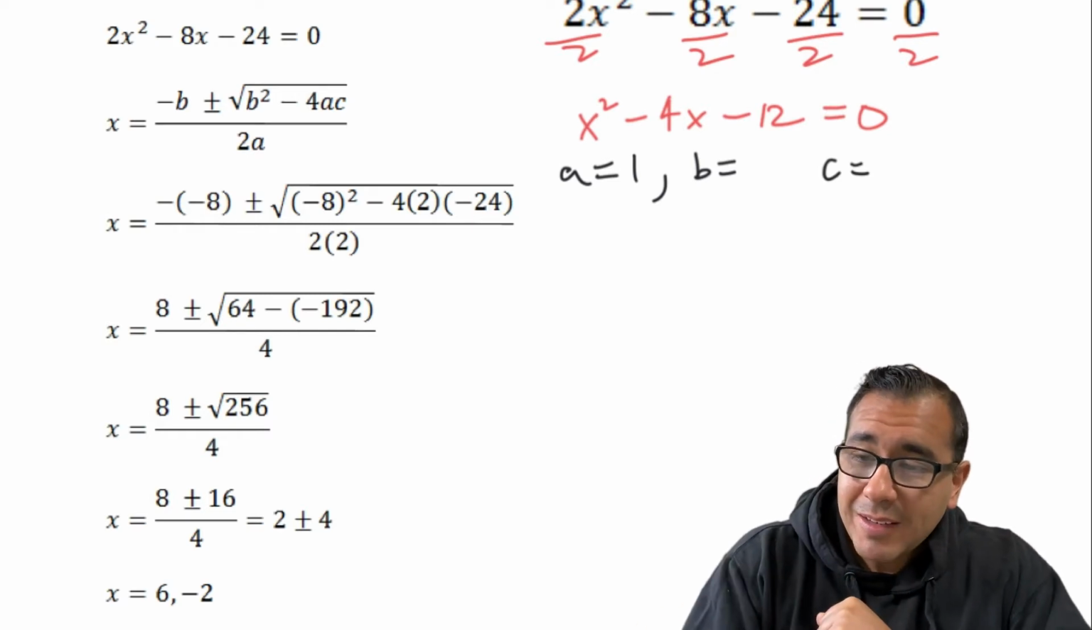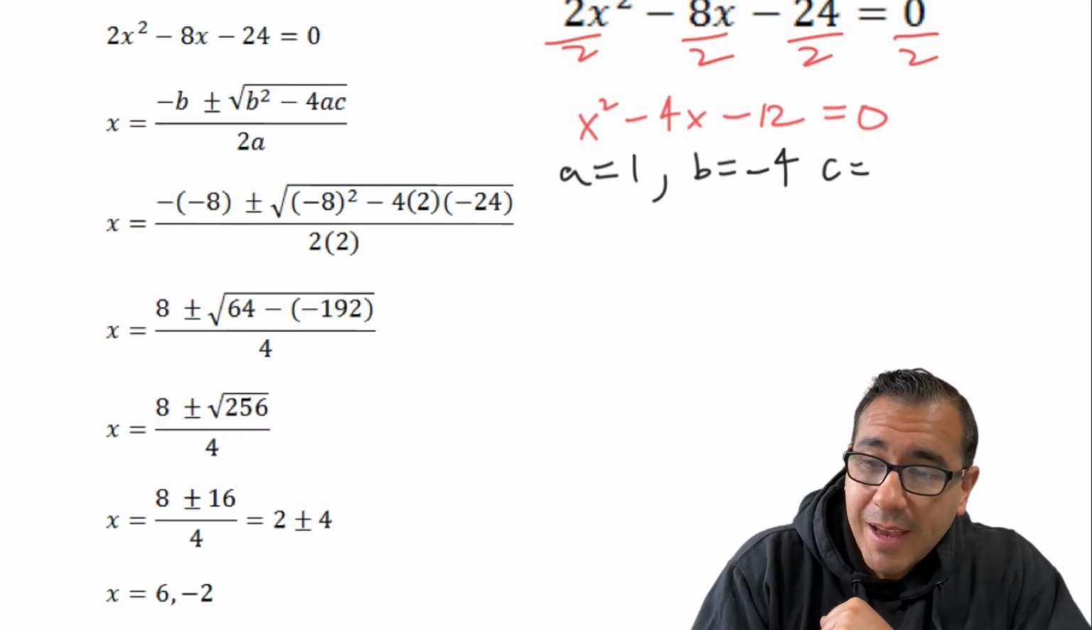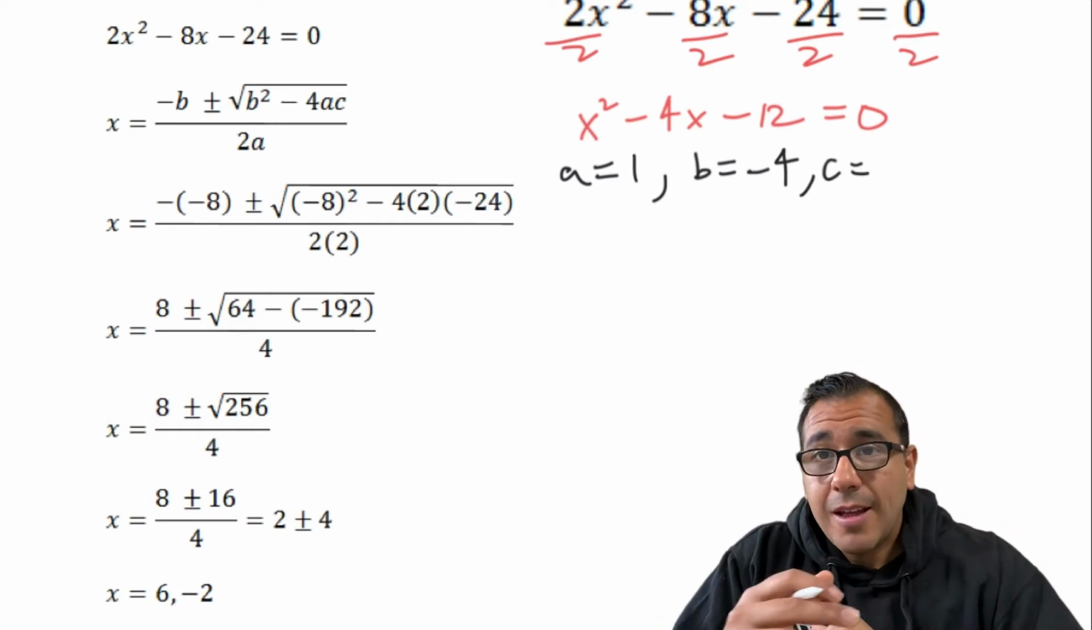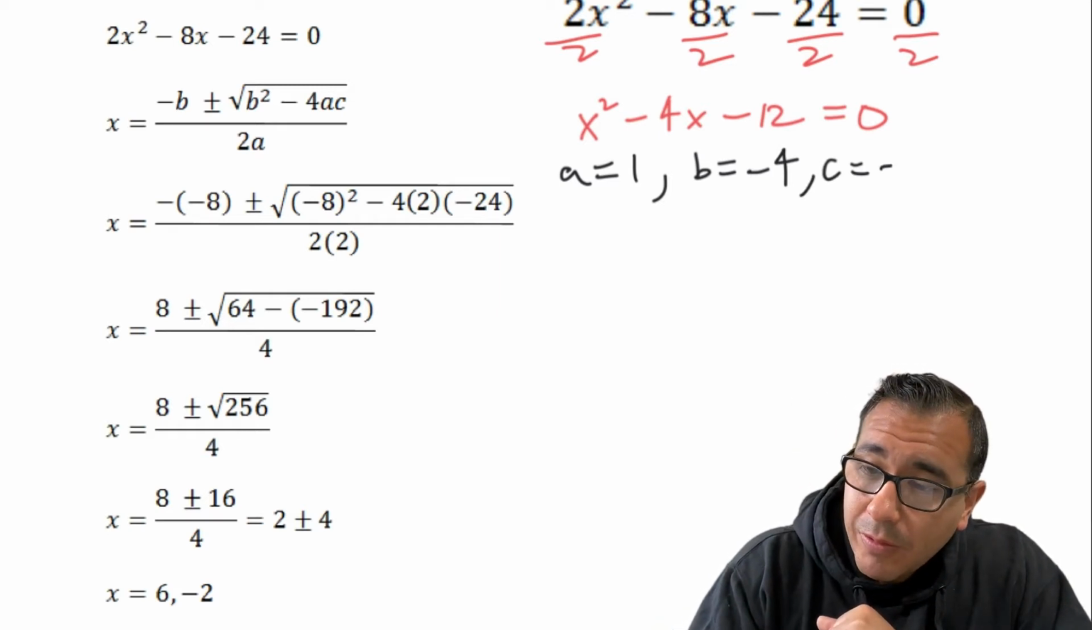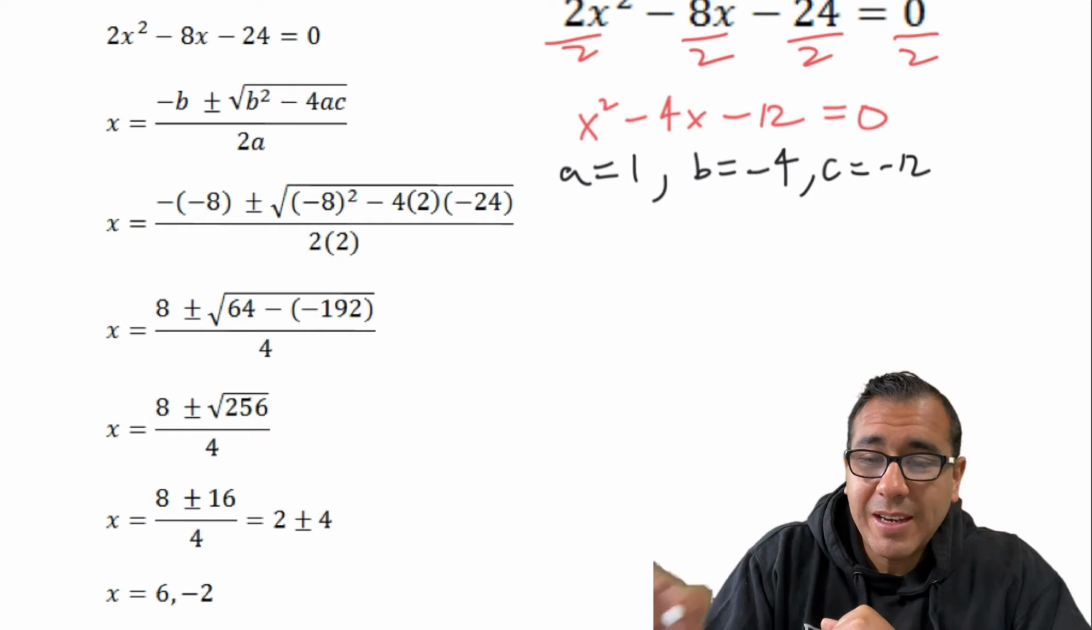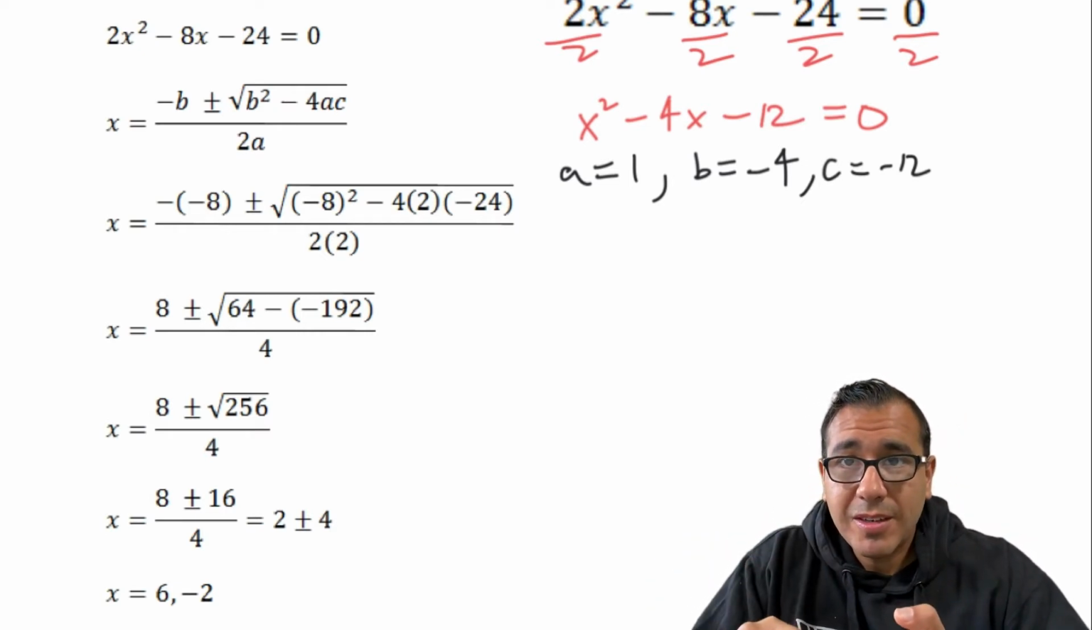The number in front of x is -4. Make sure you got that sign right. And then the constant here is -12. All right, so next you're going to identify your A, your B, and your C value.